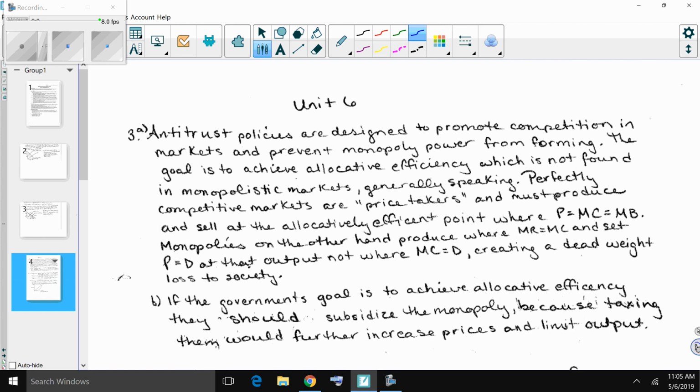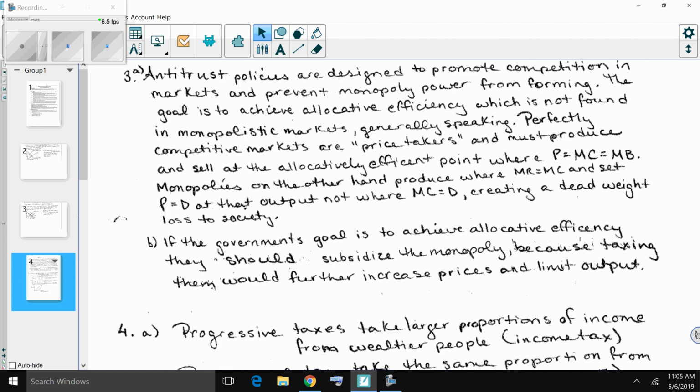So if our government's goal is to achieve allocative efficiency, we should subsidize the monopoly because taxing them would further increase prices and limit their output. So if we subsidize them, we can get them to move.